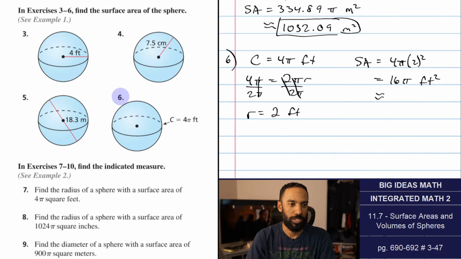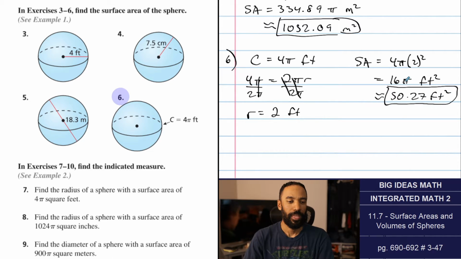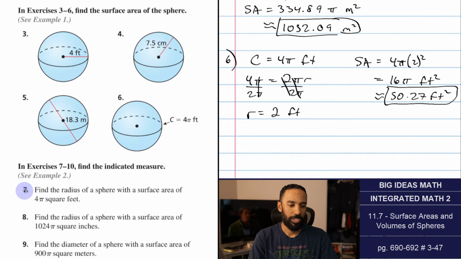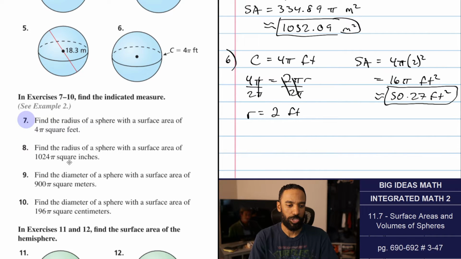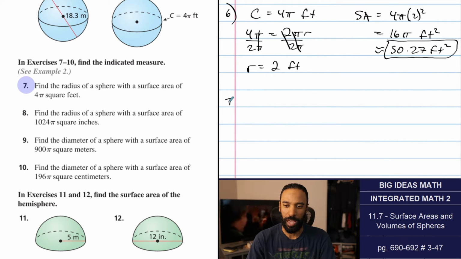And that will approximate to 49 or 50 something. 16 pi, 50.265, so 50.27 square feet. Okay, that's numbers 3 through 6 on surface area of sphere. Now we're going to find, in numbers 7 through 10, different things, radius, radius, diameter, diameter, based on information provided. They still want to stick to surface area. Volume is to come momentarily, I'm sure.